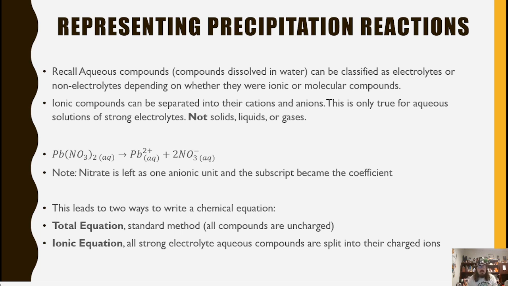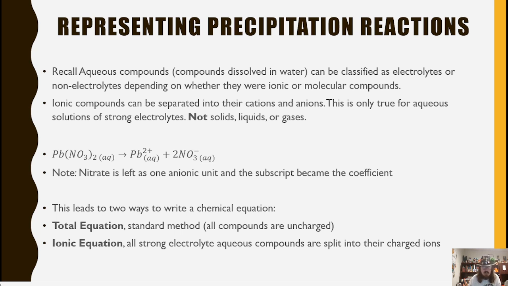Note this example. Note it very carefully. Lead nitrate breaks apart into lead 2+ and 2 nitrate 1-. The subscript for the nitrate goes out front. There are 2 nitrates. The subscript goes out front to become the coefficient. We didn't call it NO32 or NO36 or N2O6. We called it 2 nitrates.